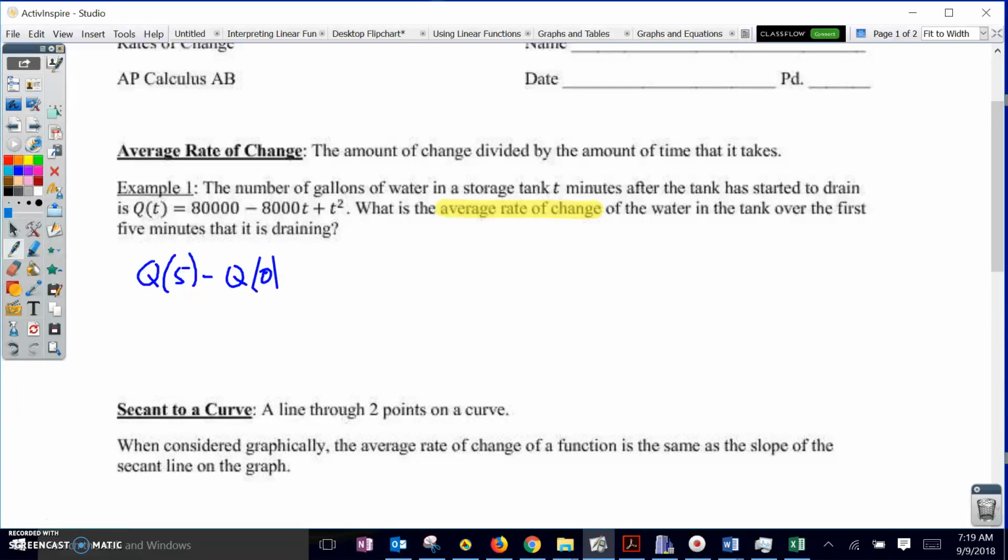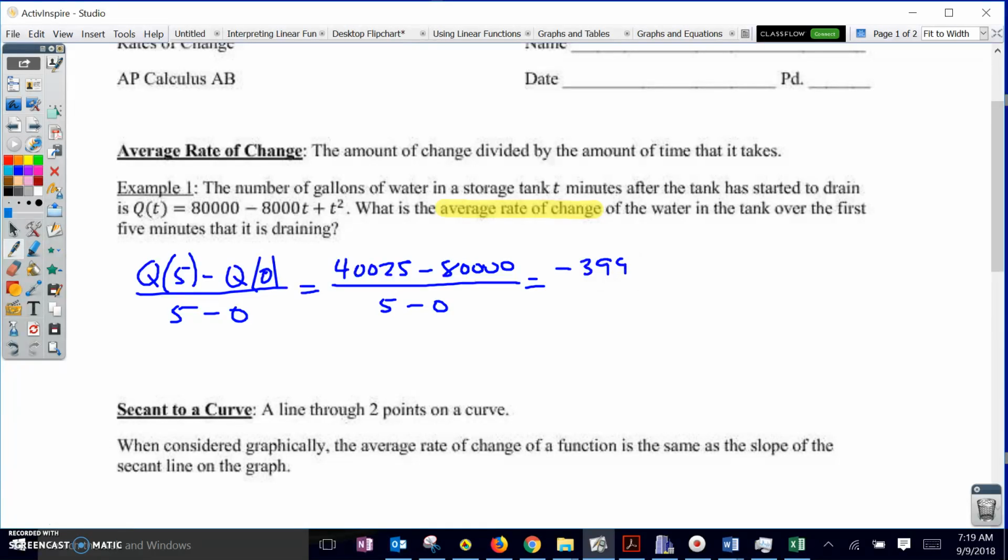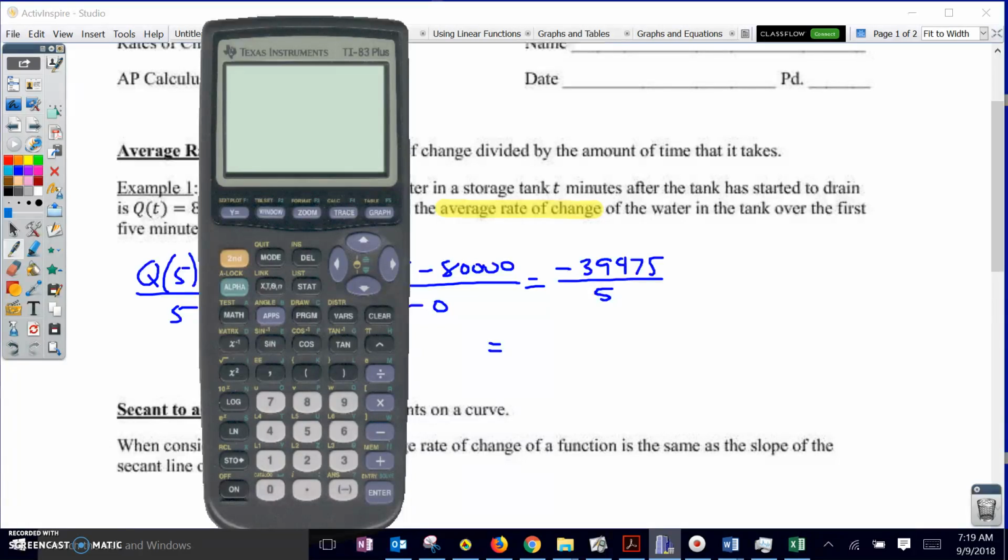all over 5 minus 0. And so we go ahead and substitute 5 into Q of t and do the calculations, and when we do that we get 40,025. And Q of 0 is going to be 80,000, all over 5 minus 0. So that's going to be negative 39,975 divided by 5.